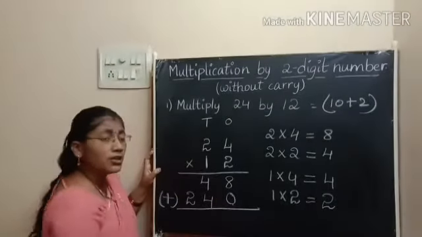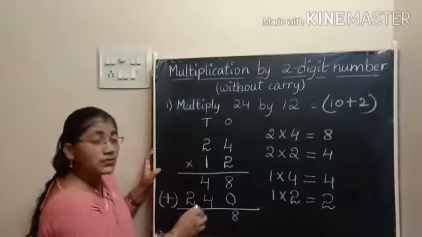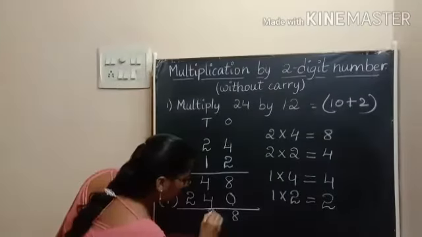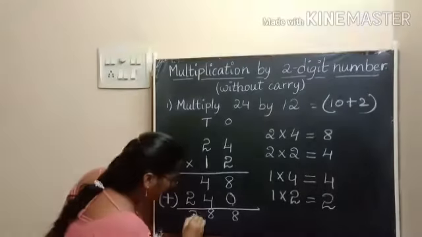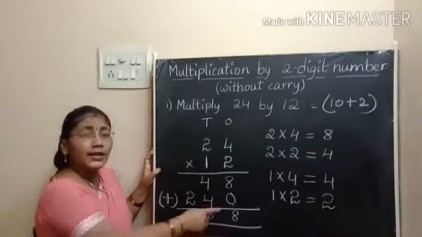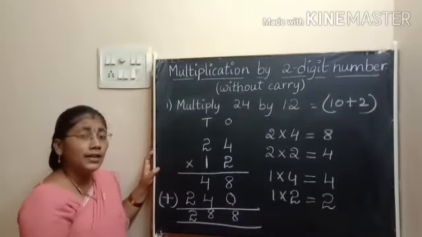See, 8 plus 0 is 8. 4 plus 4, that is also 8. Here we only have 2, so we can write 2 directly. So the final answer is 288. The final result is 288.